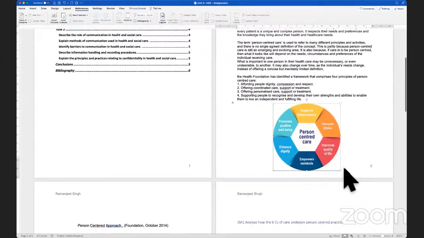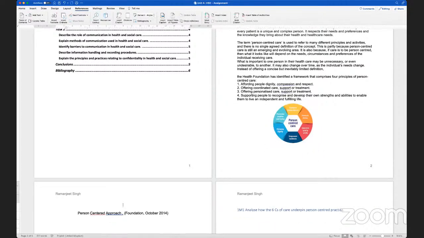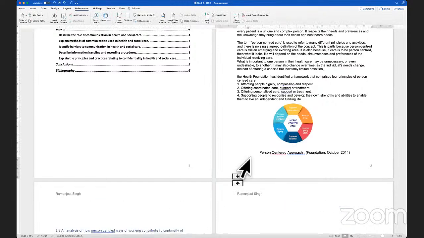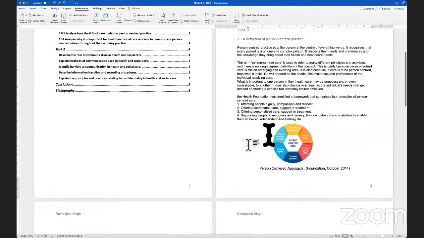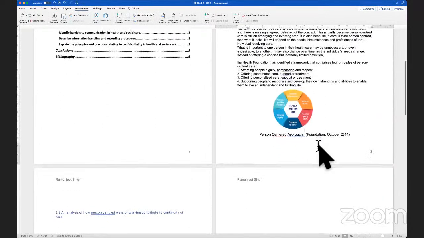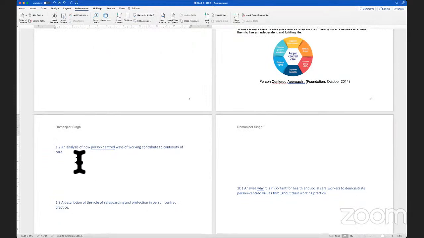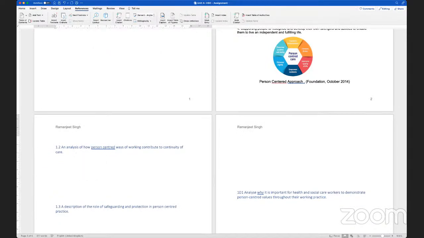And this would essentially help complete this particular task that we are looking at, for task 1.1 as an activity. And this would be good enough to cover this task. Now, similarly, we would go across and look at an analysis of the person-centered approach and how it allows the care to be provided to the patient.